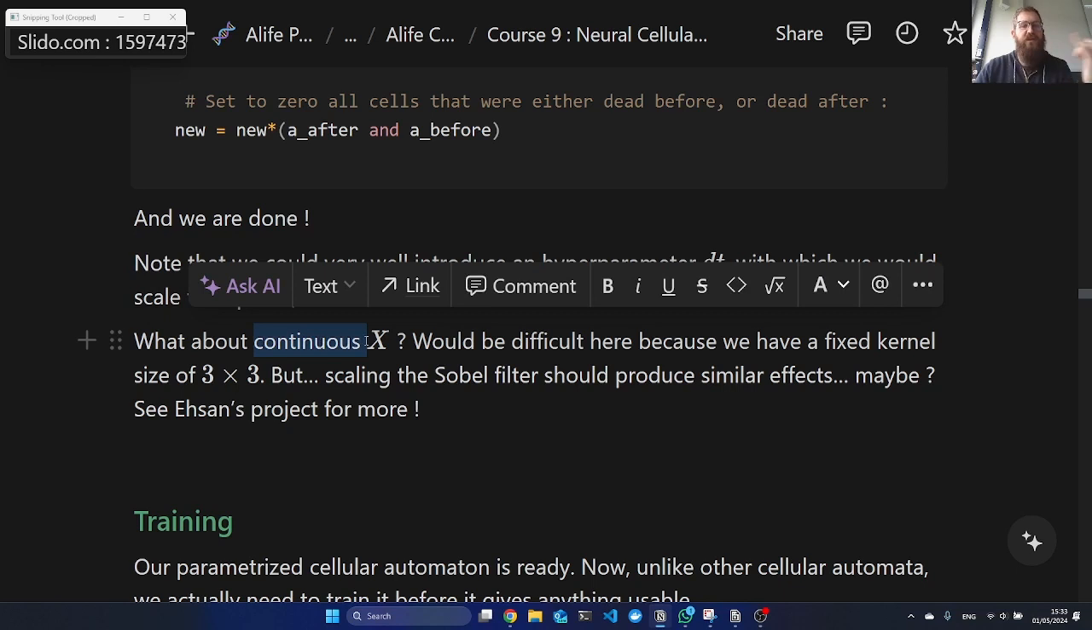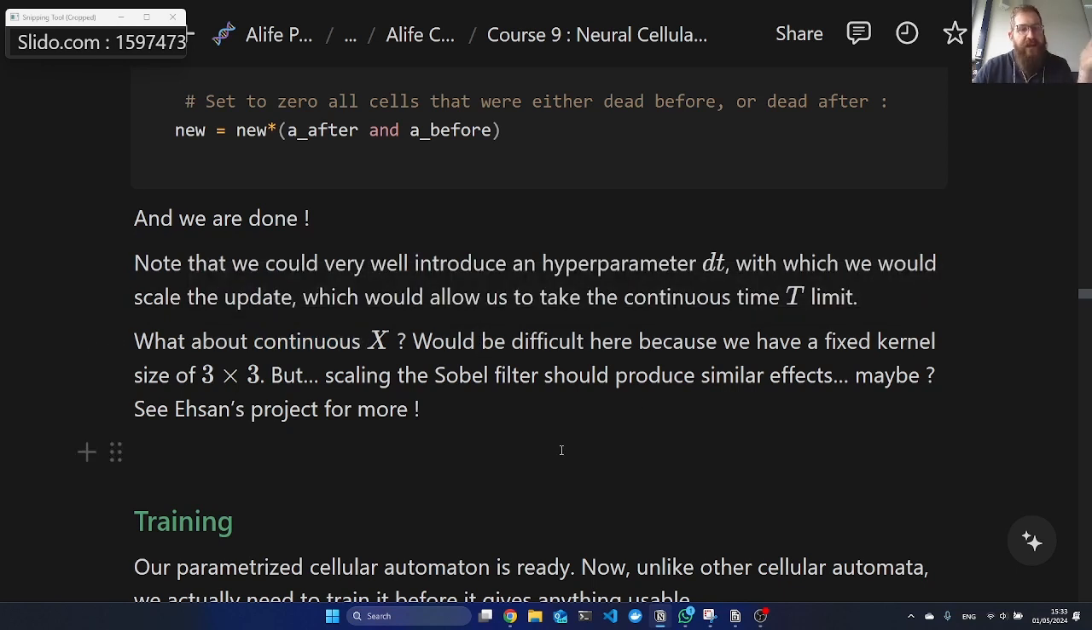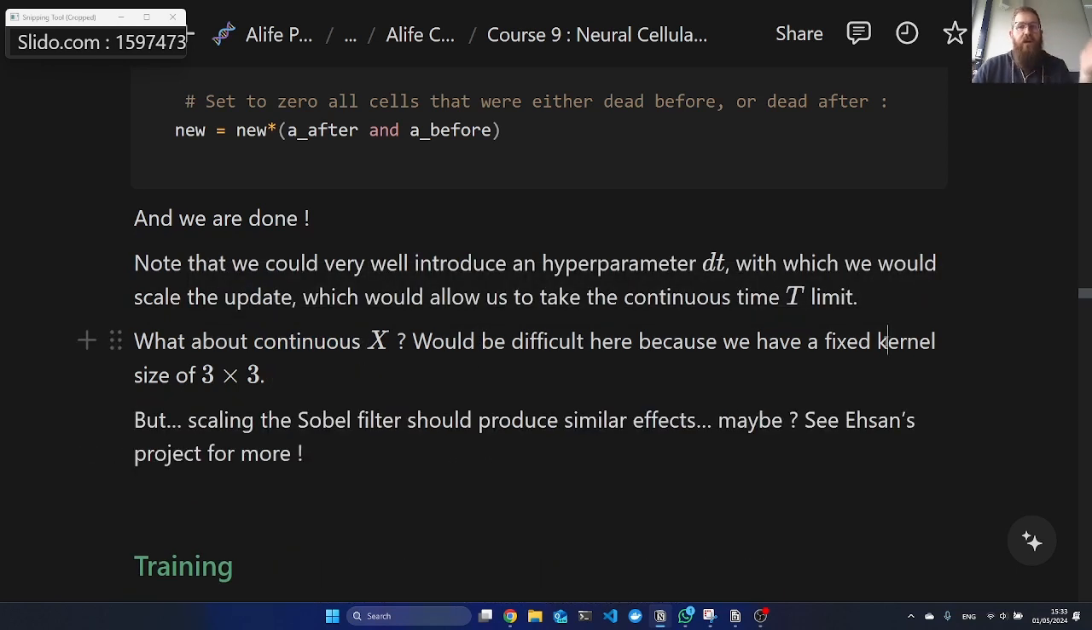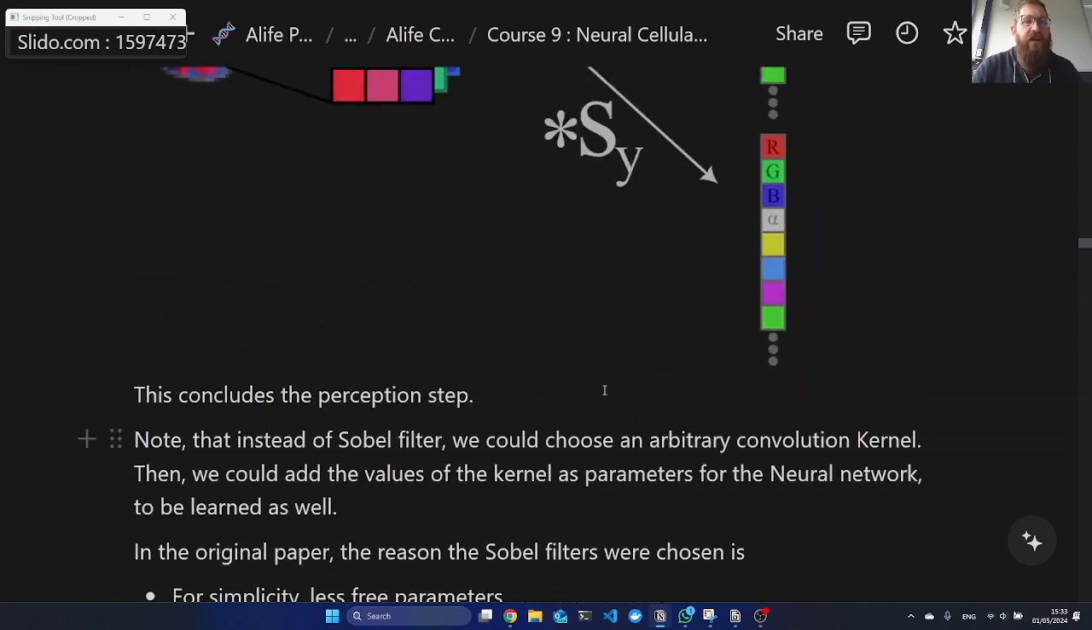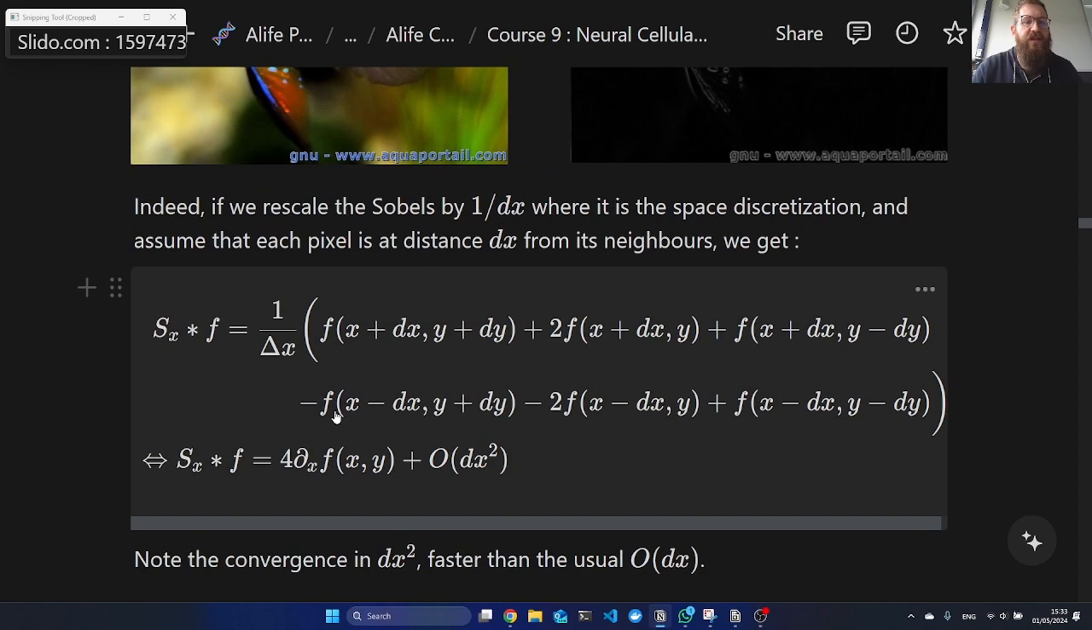And what about continuous x? So continuous x is harder, right? Because the kernel that we choose is fixed and it's of size 3 times 3. So it would be hard to do the same thing that we did for the game of life, where we blow up the kernel and then take more pixels per kernel, and so it looks more and more continuous. But there is also the fact that the application of the Sobel filter, as you see here, is proportional in principle to 1 over delta x.